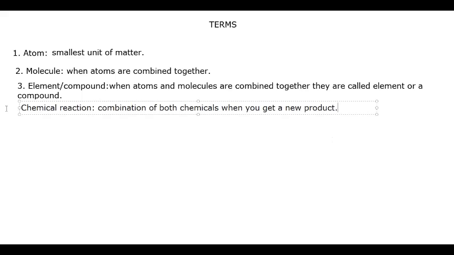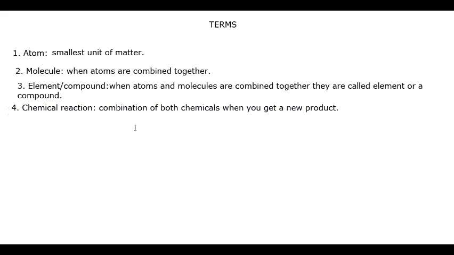So what does this mean? Whoops, I forgot to add the number 4. Wait a minute. Okay, now that looks better. A chemical reaction is the combination of both chemicals where you get a new product.